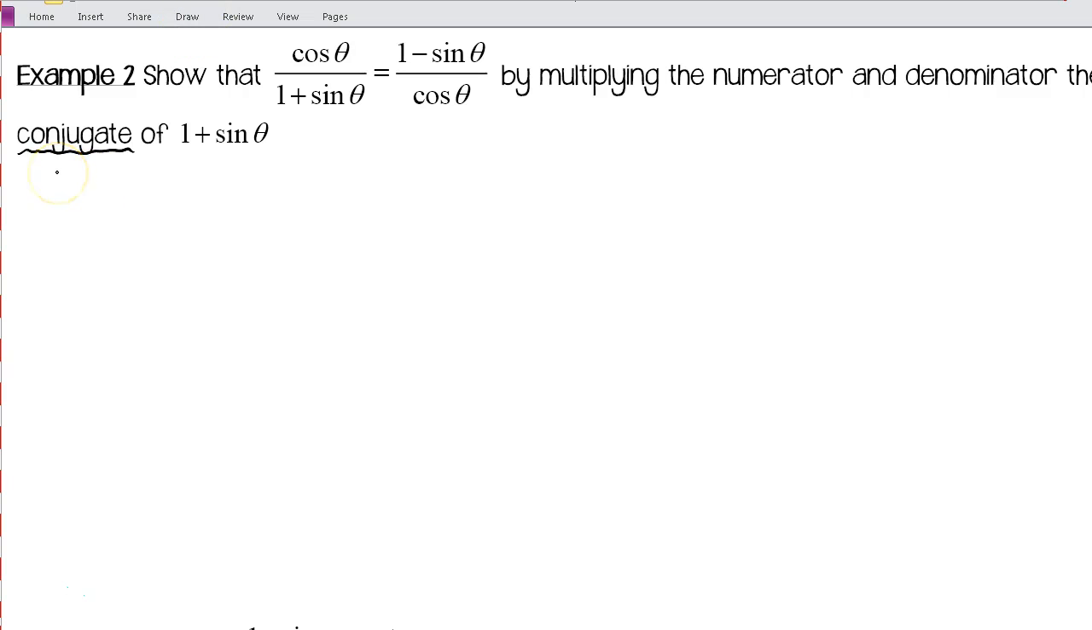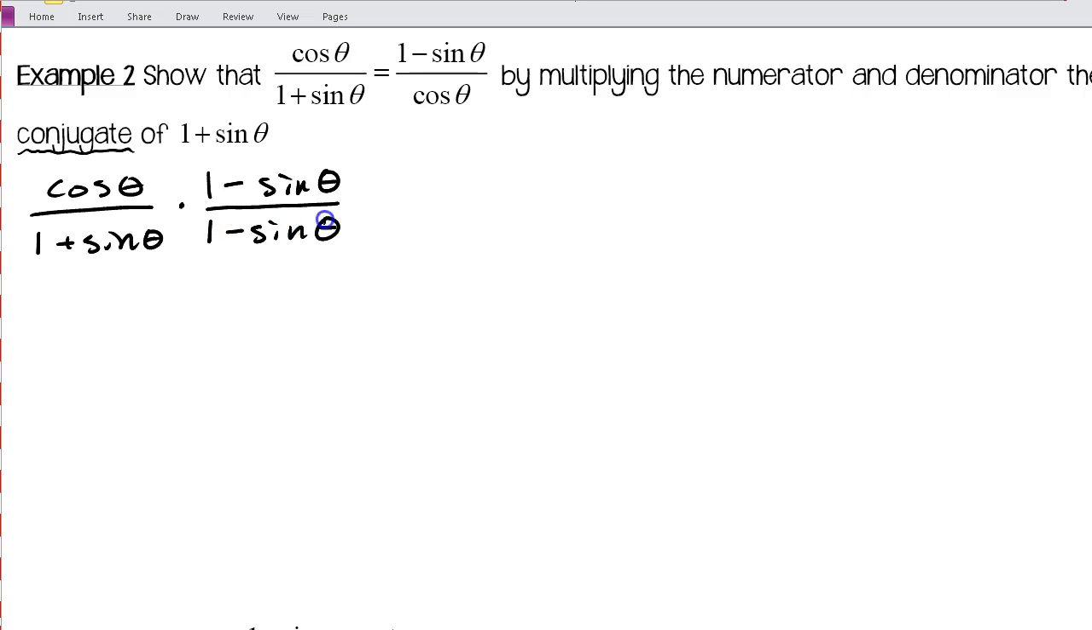So let's go ahead and get started. I've got cosine theta over 1 plus sine theta. And if you recall, a conjugate, all we do is change either addition to subtraction or subtraction to addition. Since I have addition here, I'm going to change that to subtraction. So I'm going to multiply by 1 minus sine theta over 1 minus sine theta. Alright, and this is really 1. Anything divided by itself is just 1. So I'm just multiplying this fraction by a fancy form of 1.